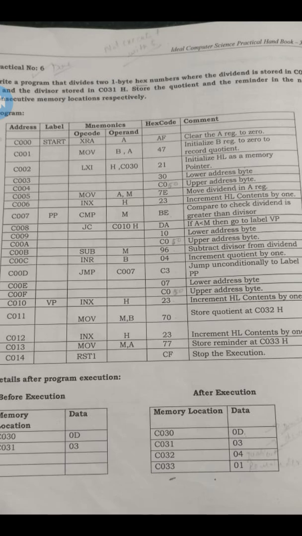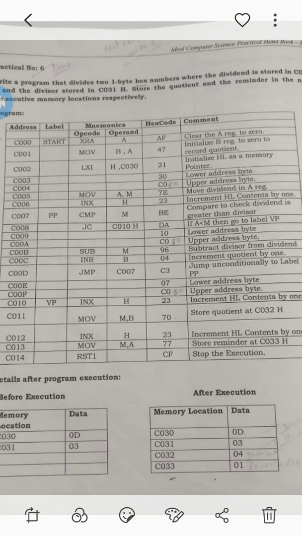So next, after the compare instruction, the next instruction is JC. JC instruction means a jump instruction. Now we have to use the jump instruction if A is less than M, that is, if the accumulator is less than M.